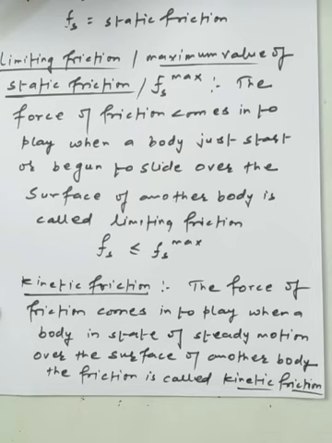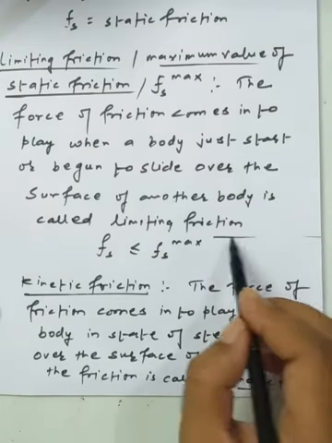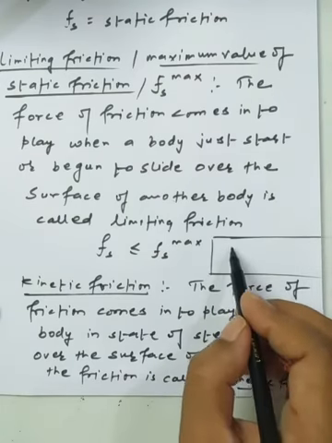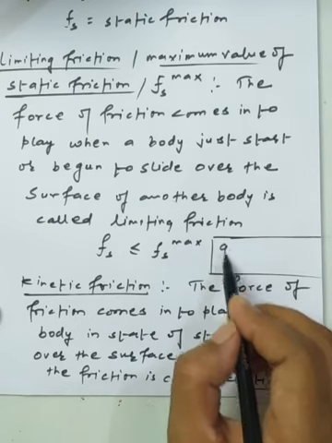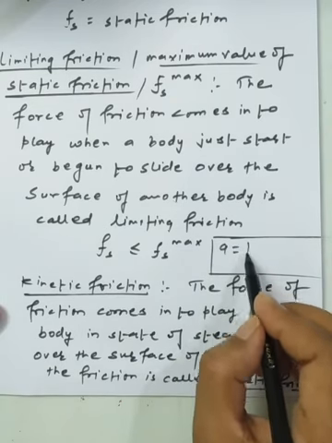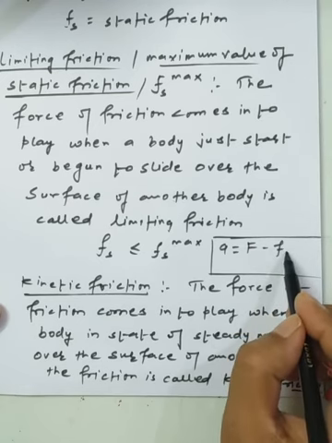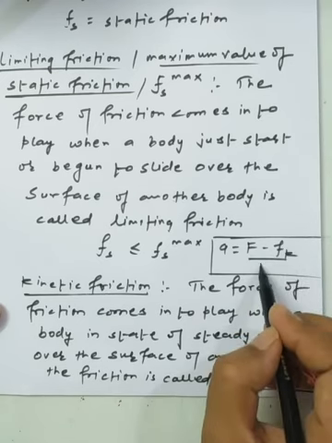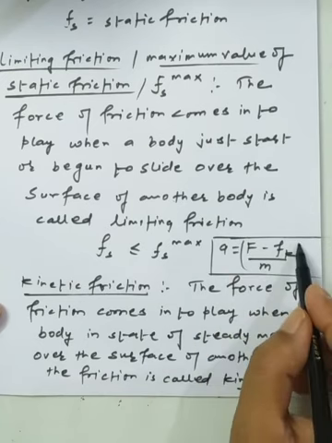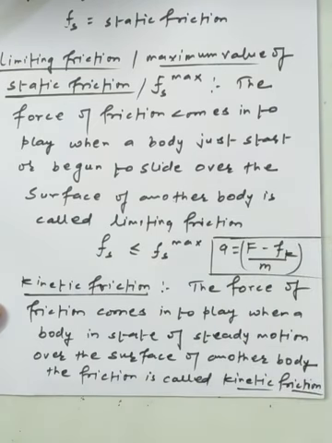Now, as a body is moving steadily on the surface of another body, we can apply the concept of acceleration to it. Easily we can say that the acceleration of a body in the state of kinetic friction is the force applied minus the force of kinetic friction, divided by m. This is the acceleration available in a body whenever it shows kinetic friction or moves steadily on the surface of another body.